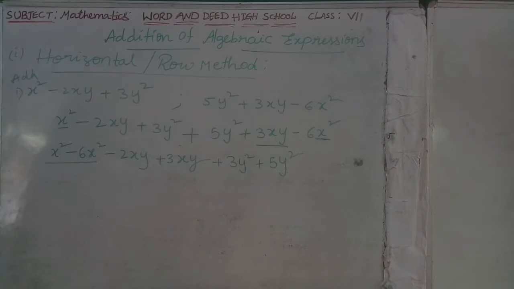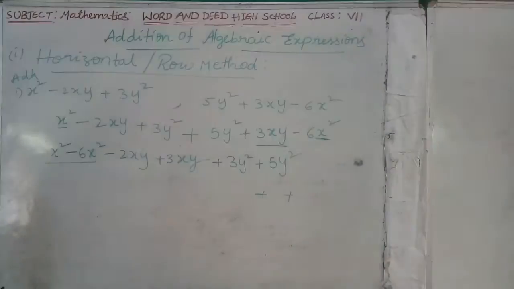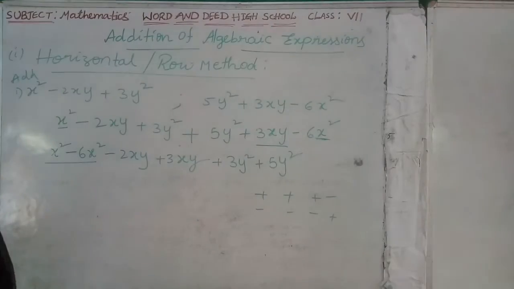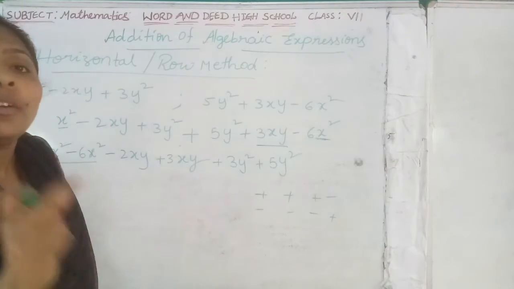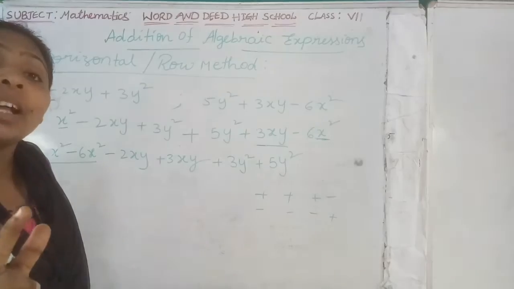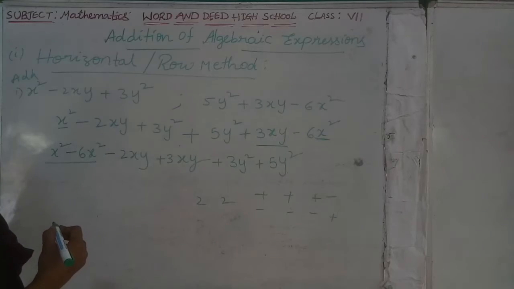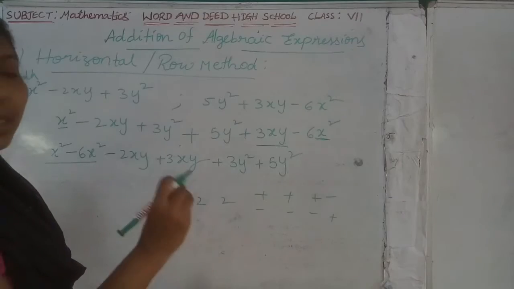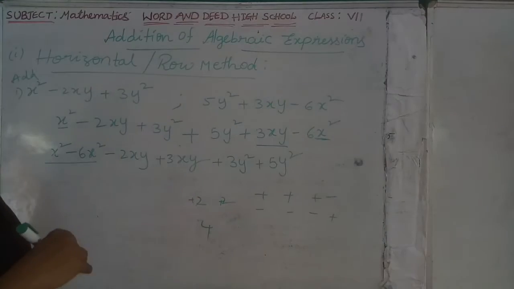In the integers chapter, we discussed what to do with both positive numbers, both negative numbers, plus and minus, and minus and plus. Do you remember, children? Both positive numbers we add, and both negative numbers we also add. See, 2 and 2 are positive, with no symbol, which means positive numbers. 2 plus 2 is 4.